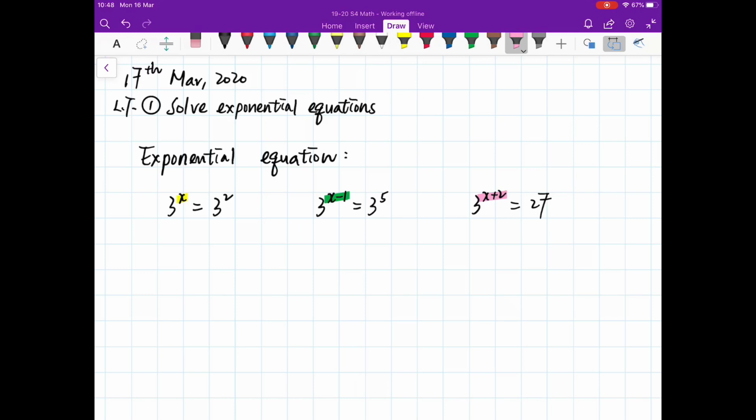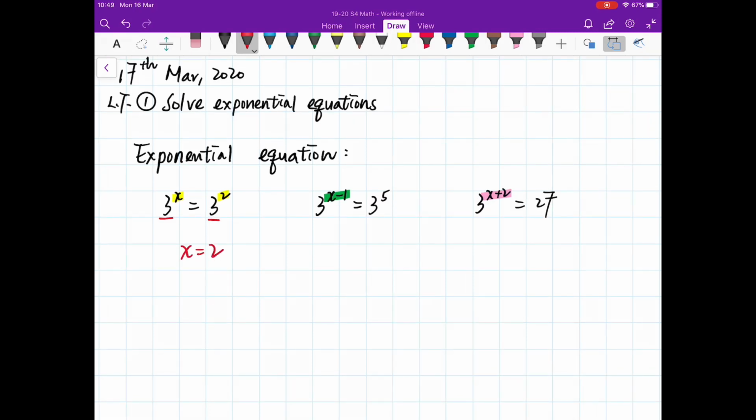So let's take a look of the first example, 3 to the power x equals to 3 to the power 2. So as you can see, the base are the same, then we just simply comparing the power. Therefore, we can draw the conclusion, x is equals to 2. So similarly, for example 2, the base are the same. Then by comparing the power, then we will know that x minus 1 equals to 5. And x will be equals to 6.